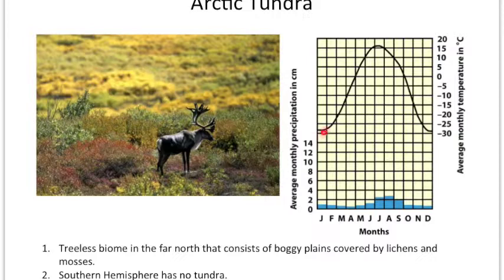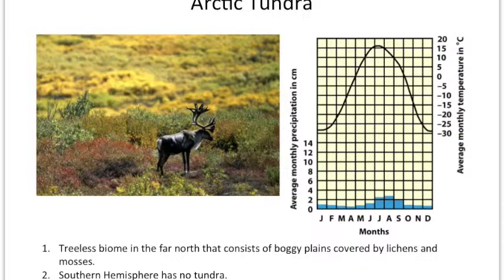Tundra biomes, as you can see, receive very little precipitation, usually between 10 and 25 centimeters annually. The soil of these environments is very poor. They formed when the glaciers retreated about 17,000 years ago, and they also contain permafrost.